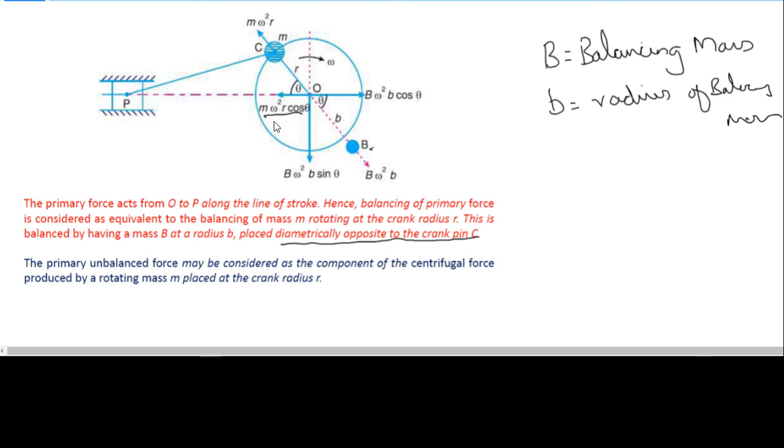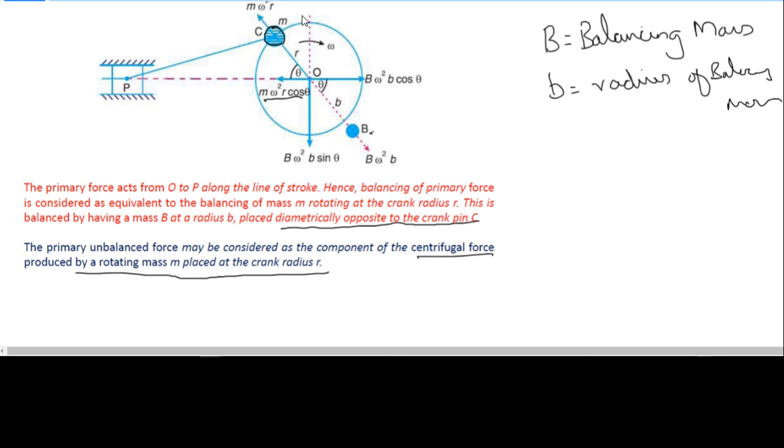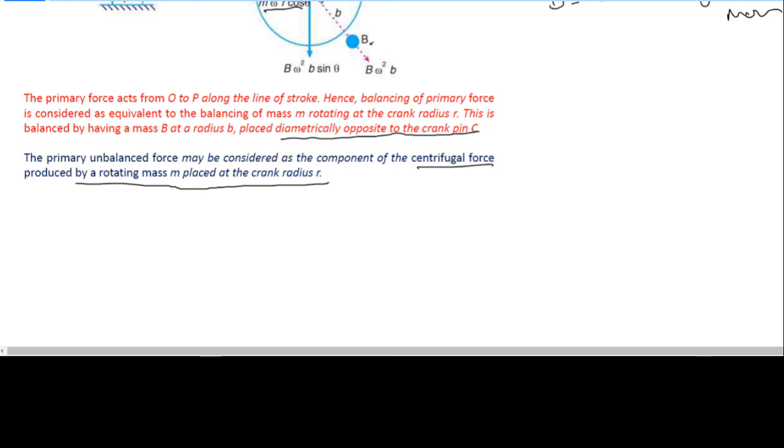So we can consider it as a centrifugal force produced by a rotating mass placed at a crank radius r. That is for ease of solving. So to get this primary unbalanced force, we can consider a mass rotating at a radius r from the crank. That will produce an equal m r omega square cos theta in the horizontal direction. So m omega square r will be its magnitude, and m r omega square cos theta will be its horizontal component.